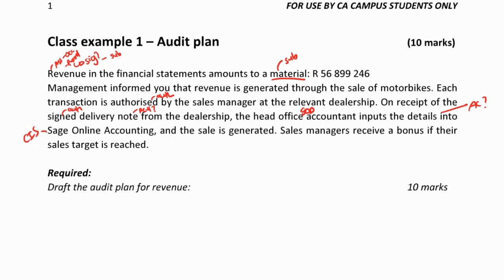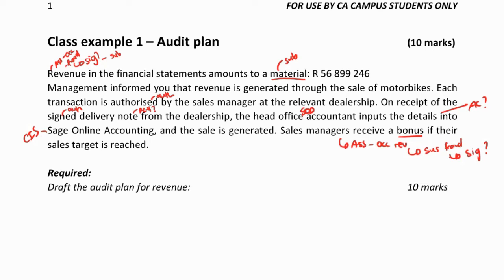Sales managers receive a bonus if their sales target is reached. So I've got an assertion level risk here with regards to the occurrence of revenue because of the incentive, this bonus. And this also now brings about susceptibility to fraud. Is it a significant risk? Sounds like it.